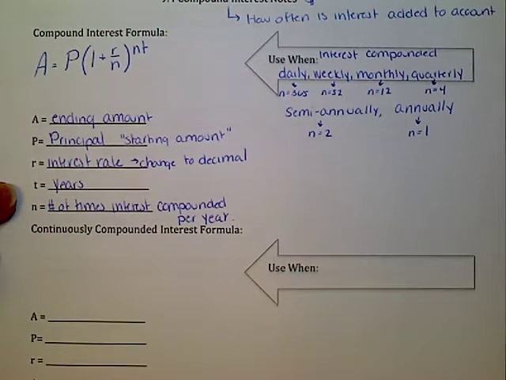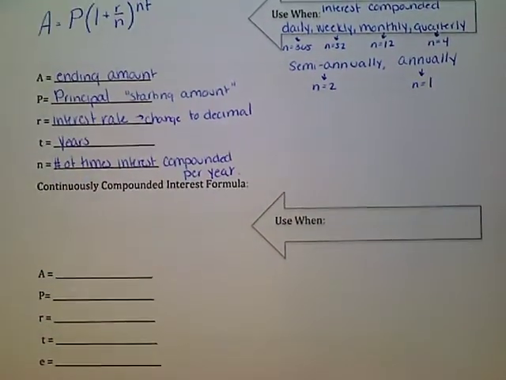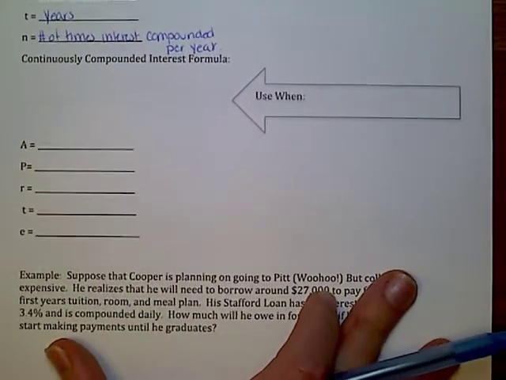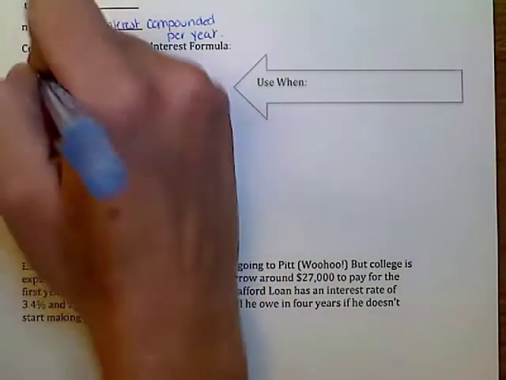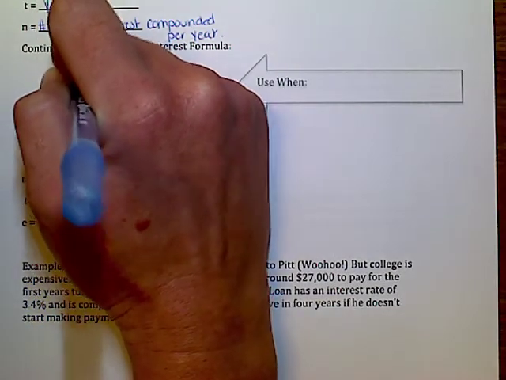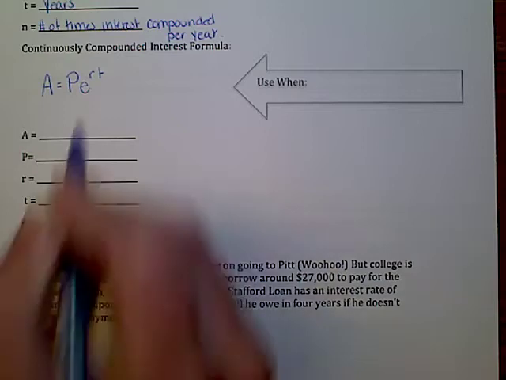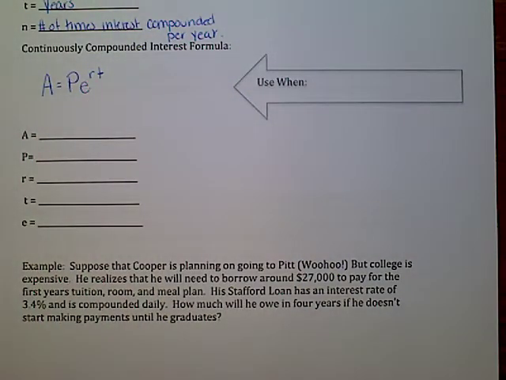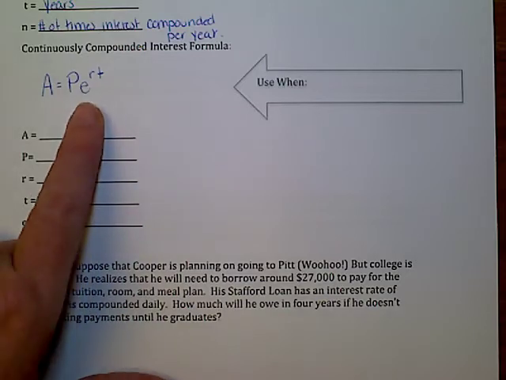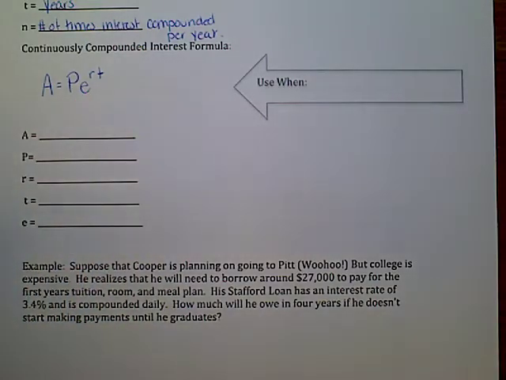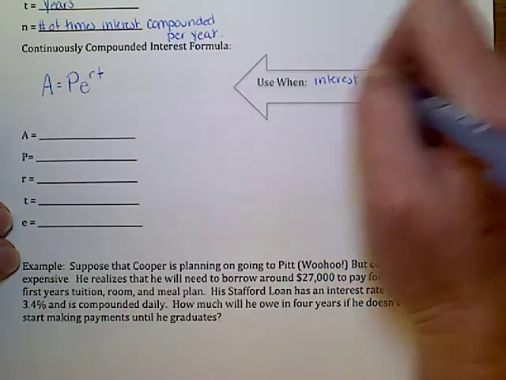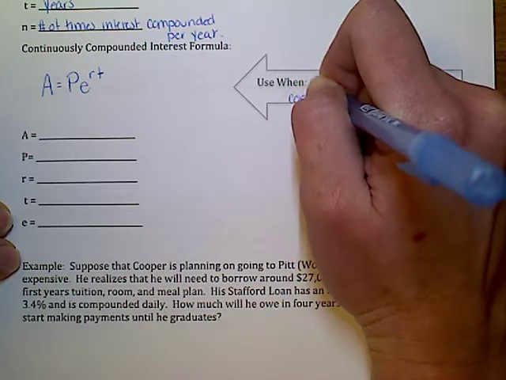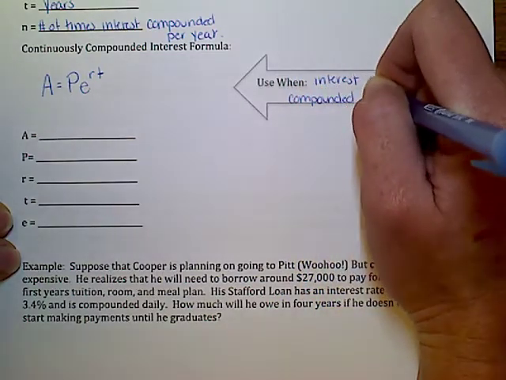Now, in some cases, your interest is actually compounded continuously, which is sometimes hard to imagine, but a portion of your interest is added in all the time. Okay? So that requires us to use this formula, and you probably recognize it from last year as well. Some people call it the shampoo formula because it looks like the shampoo part. And we only use this when interest is compounded continuously.